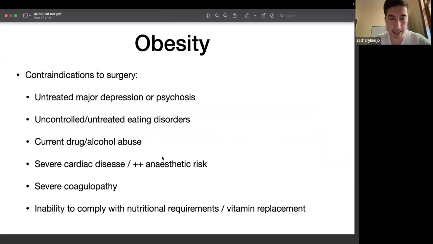Contraindications to surgery, I'd be aware of these as well for an MCQ. So major depression or psychosis, underlying eating disorders, drug or alcohol abuse, any significant cardiopulmonary disease that's going to put them at a very high anesthetic risk, obviously severe coagulopathy. And the last point is also pretty important.